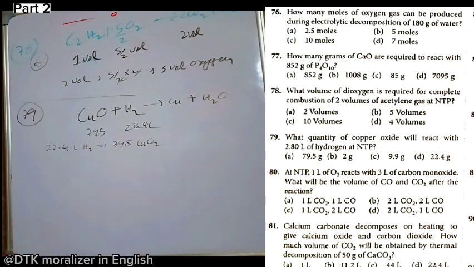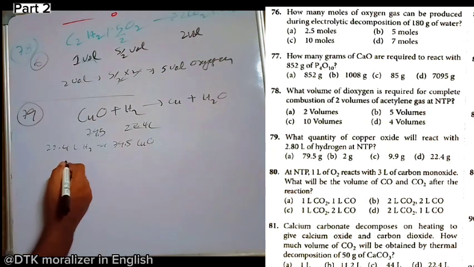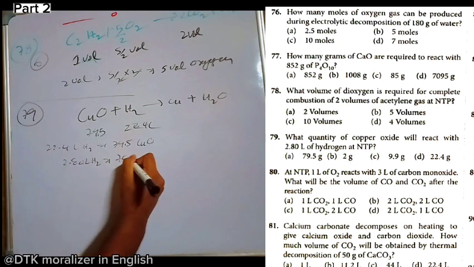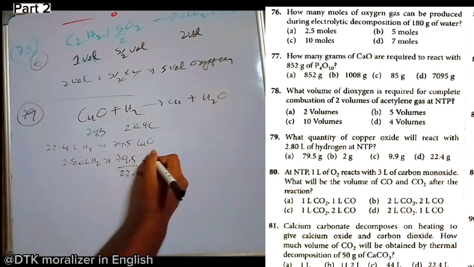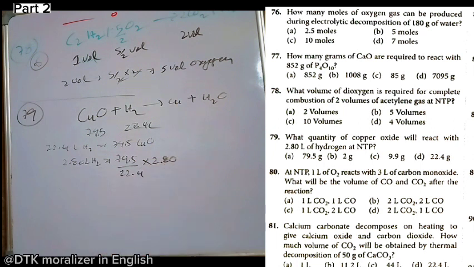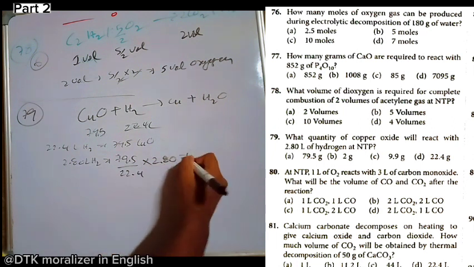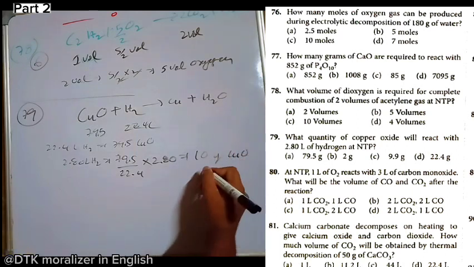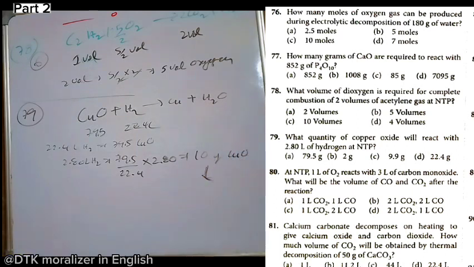For 22.4 liter of H2, 79.5 grams of copper oxide is needed. For 2.8 liter of H2, it is 79.5 divided by 22.4 into 2.8, which is equal to 10 grams of copper oxide. So here option B is right.